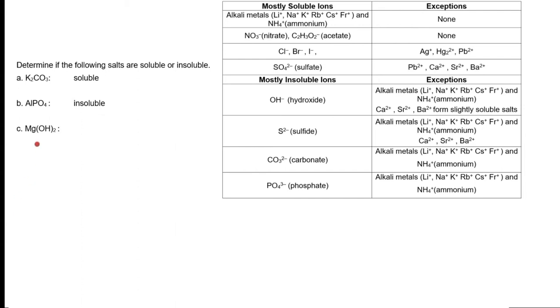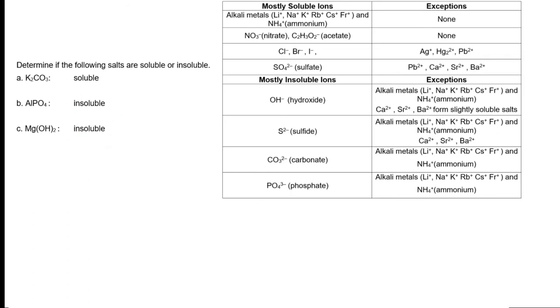Next, let's look at magnesium hydroxide. So seeing if I can find magnesium in my table, and I am not seeing magnesium. So let's check out hydroxide. Okay, I do have a rule for hydroxides. Again, it's an insoluble salt. Let's see if magnesium is maybe an exception. My alkali metals are exceptions, as well as ammonium, and then calcium, strontium, and barium, but no magnesium. So therefore, magnesium hydroxide is insoluble.